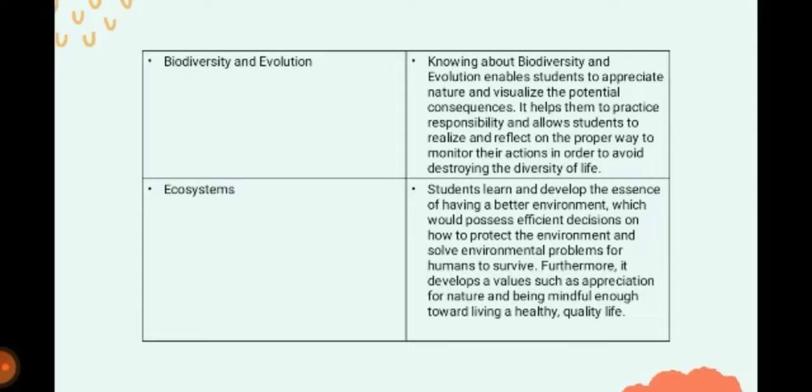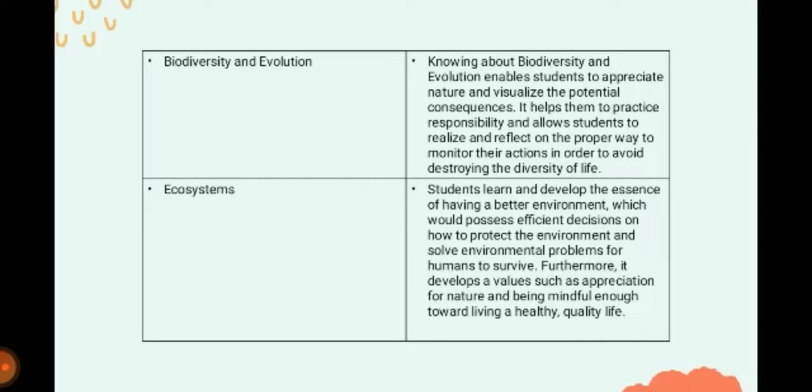Next, we have biodiversity and evolution. Knowing about biodiversity and evolution enables students to appreciate nature and visualize the potential consequences, meaning they can imagine what might happen if certain events had occurred. It helps them to practice responsibility and allows a student to realize and reflect on the proper way to monitor their actions in order to avoid destroying the diversity of life.